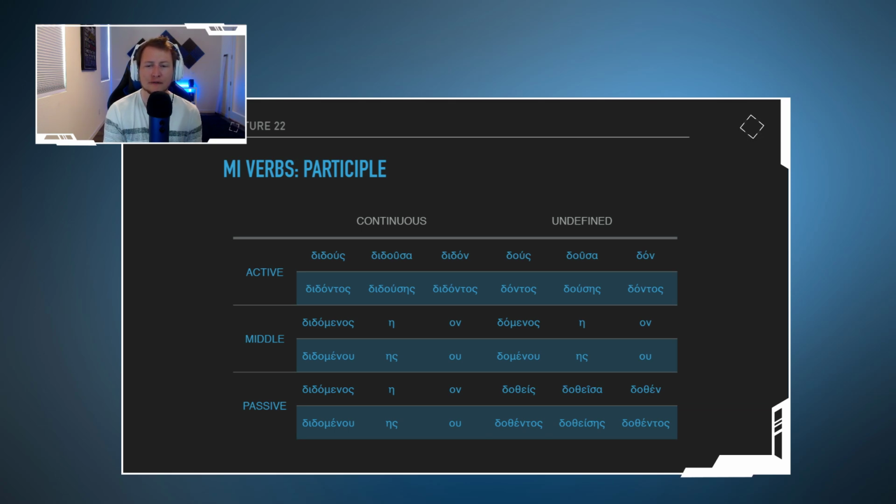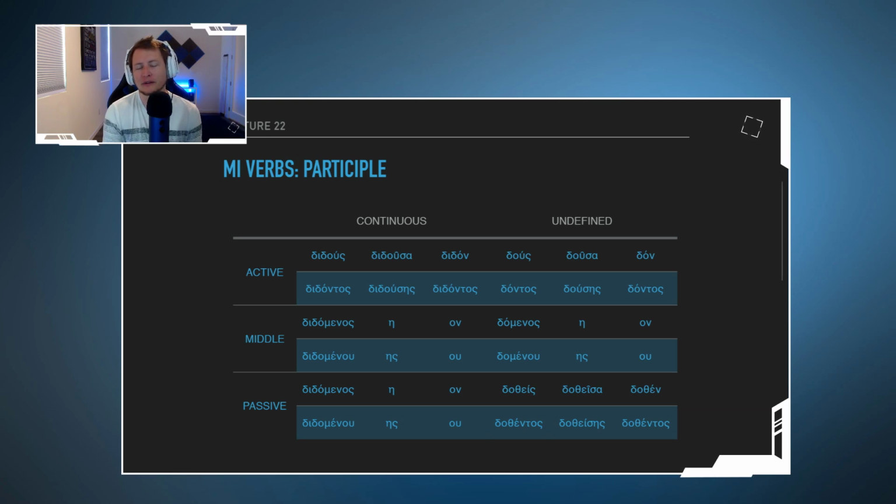When we get to the aorist, remember there's no reduplication of the first letter of the tense stem, so it's just dous, not dedous. It's dontos, not didontos. Otherwise, it's identical to the active. Now, the middle is identical to the continuous without the reduplication.